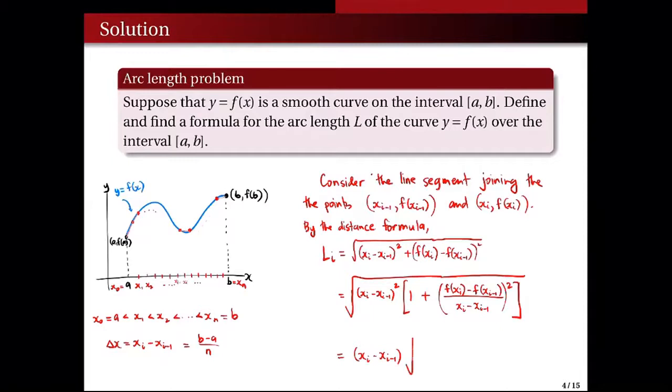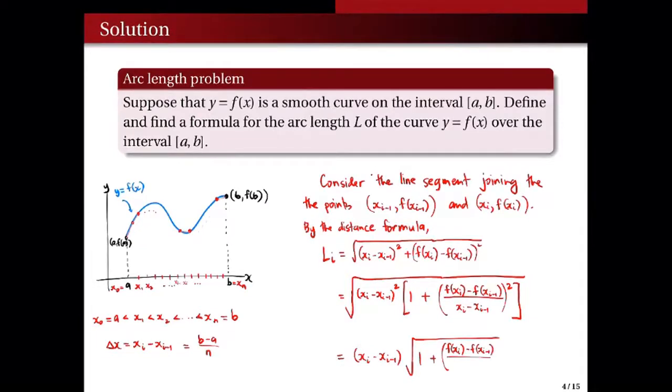And then what remains inside, we still have that 1 plus quantity f of x sub I minus f of x sub I minus 1 over x sub I minus x sub I minus 1. And then quantity here, we square that. Okay? Following so far? Okay?